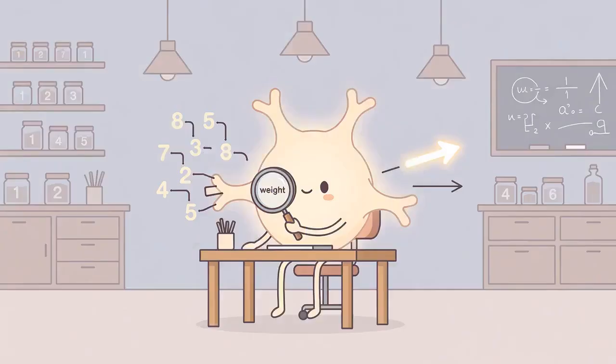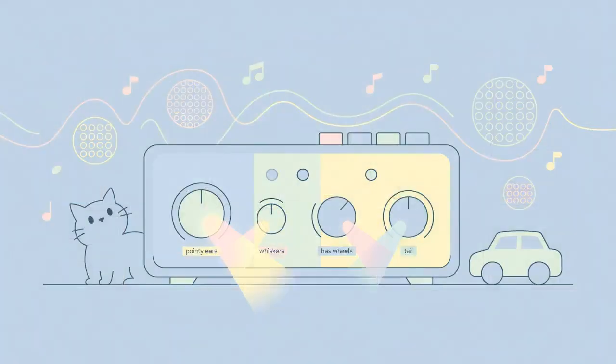Each neuron receives numbers from the layer before it. It multiplies them by something called a weight. Think of weights as how important each number is. Then the neuron adds them all up and decides whether to send a signal forward. Some signals are loud, some are quiet. Weights are like volume knobs on a stereo.